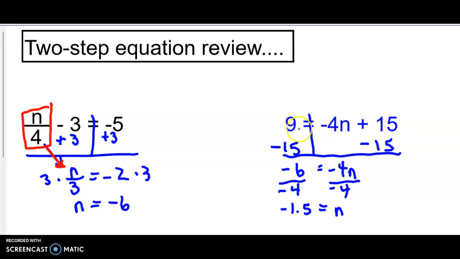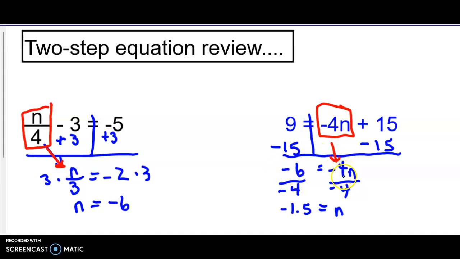On the other side, you have 9 is equal to negative 4n plus 15. I'm going to take that negative 4n, isolate it, drop it down. Then all I have is the addition and subtraction. So the inverse of addition is subtraction, so I'm going to subtract 15 from both sides of the equation. And 9 minus 15 should give me negative 6.